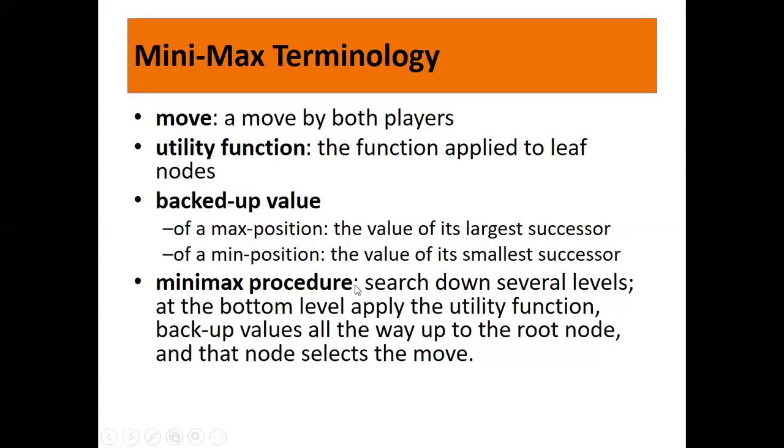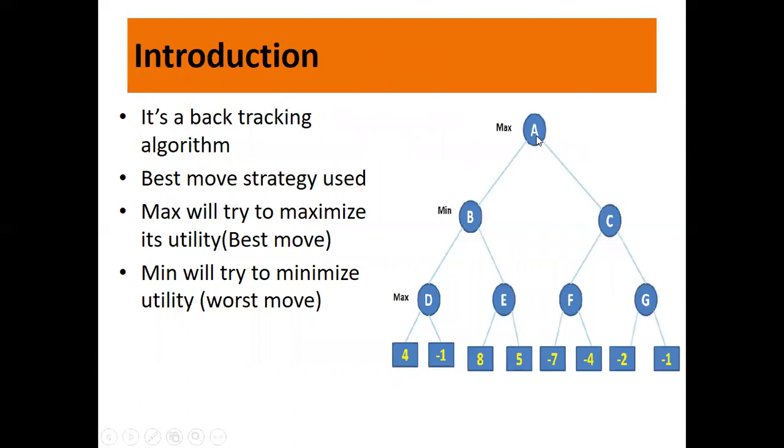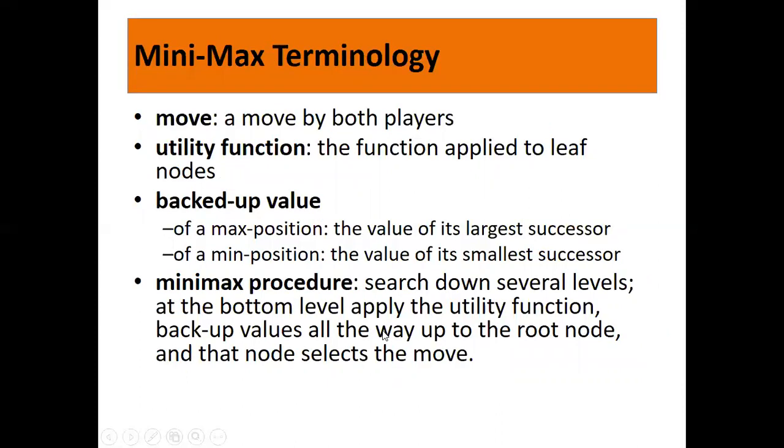Now, what is the procedure here? Search down several levels, till you go to the leaf level. At the bottom level, apply the utility function. Back up values all the way up to the root node, and that node selects the move. So once the data is moved back to A, it will select whether it should go to B or it should take the move of C.